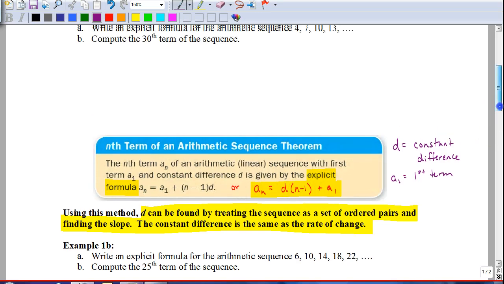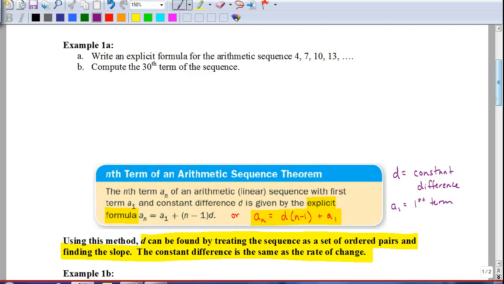So let's look at an example here. It says write an explicit formula for this arithmetic sequence, 4, 7, 10, and 13. And you can see that it is an arithmetic sequence because we're adding 3 each time. So we want to come up with a formula. So if I want to find any term, like if I want to do part B, to find the 30th term of the sequence, we want to be able to have a formula that will do that for us. So our first step is to use this formula.